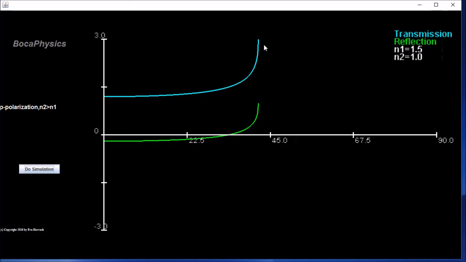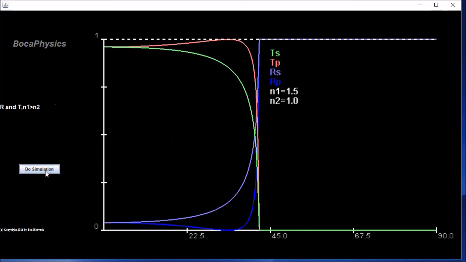The final plot is of the reflectances and transmittances for both kinds of waves with indices of refraction 1.5 and 1. As the critical angle is approached, the reflectances approach 1 and the transmittances approach 0. One other angle where the reflectance for parallel polarization is 0 occurs at Brewster's angle.